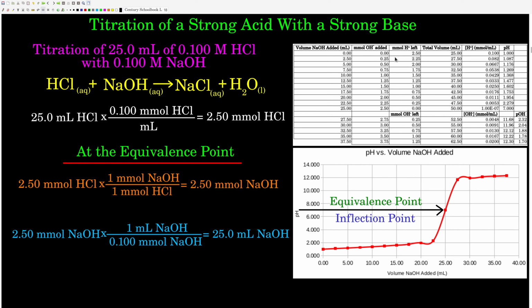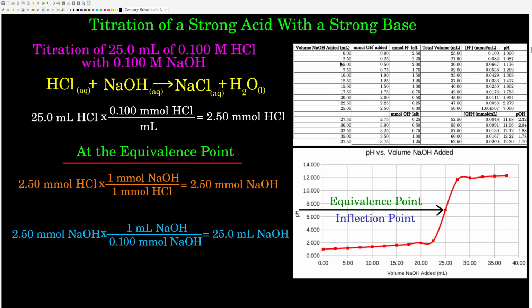Times the volume, and that millimoles of hydrogen ion left will be what we start with minus what was used. So it would be what we start with, 2.5 minus this number right here. So 2.50 minus 0.25 is 2.25. And this over here is the total volume.